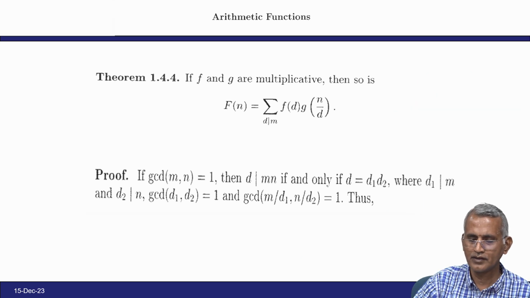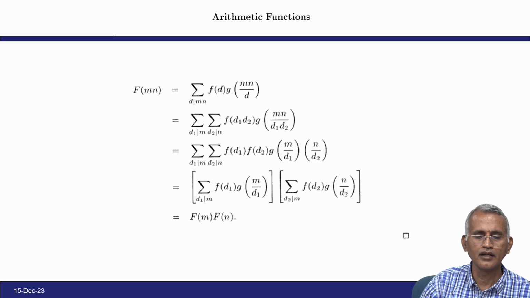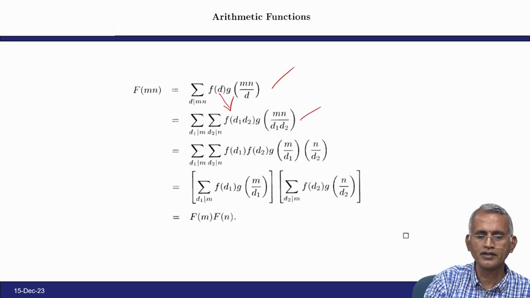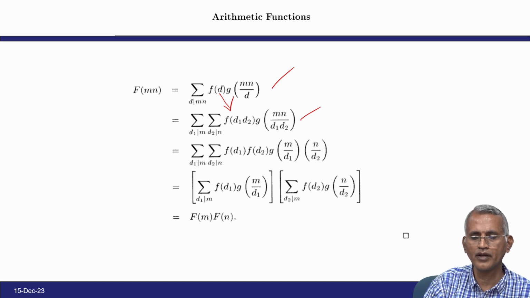Thus we can express f of mn equal to the sum of f of d into g of mn by d. Therefore, d can be expressed as a product of two numbers d1 d2, so g is of mn by d1 d2. So, d1 divides m and d2 divides n. Therefore, this can be expressed as f of d1 d2 into g of mn by d1 d2. So, d1 divides m and d2 divides n. Therefore, f of d1 and f of d2 times g of m divided by d1 into n divided by d2.